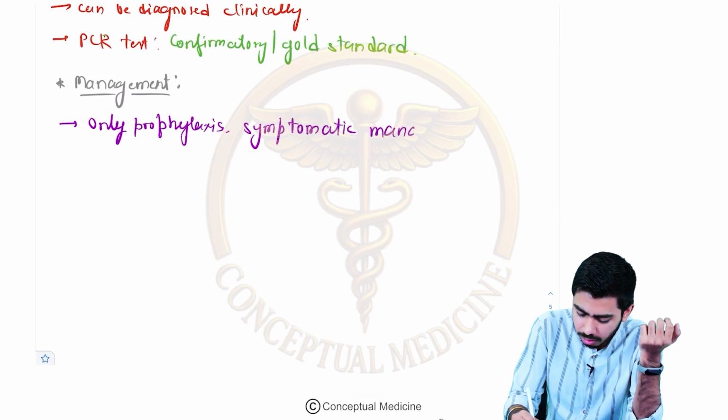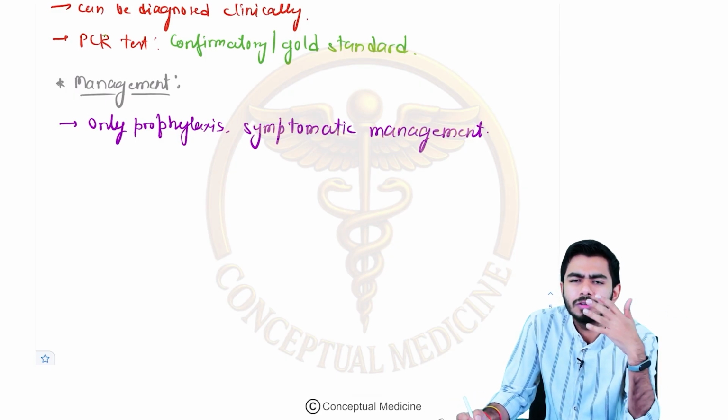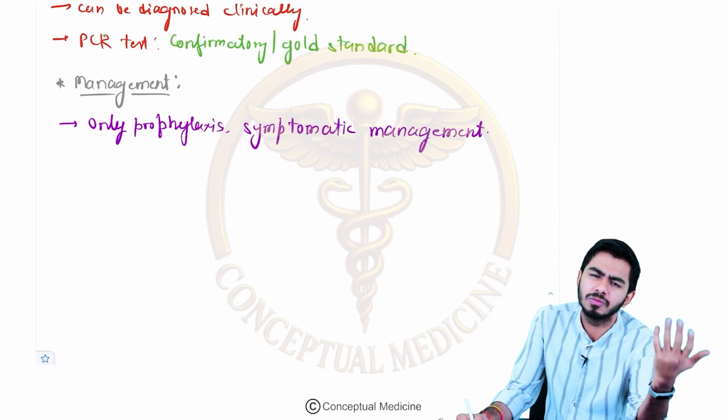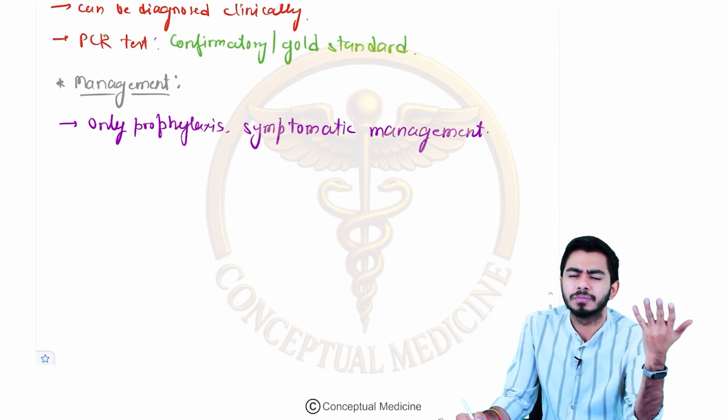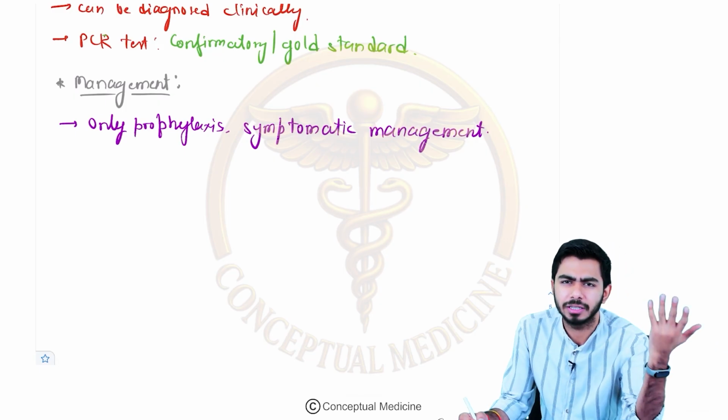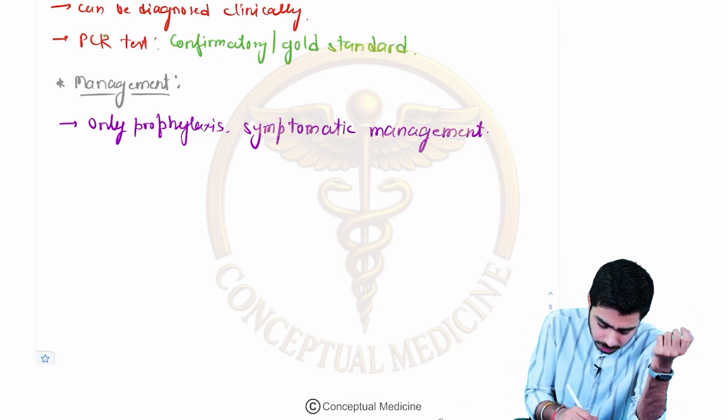Symptomatic management, for example, for dengue fever, what are we doing? We are doing the symptomatic management only. Provide fluids to the patient, and whatever symptoms they are having, for example, if they are having fever, provide analgesics for the pain. For the fever, you can give antipyretics and all. That is the symptomatic management.